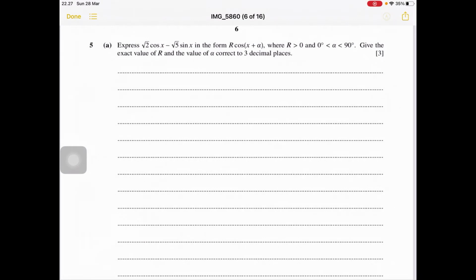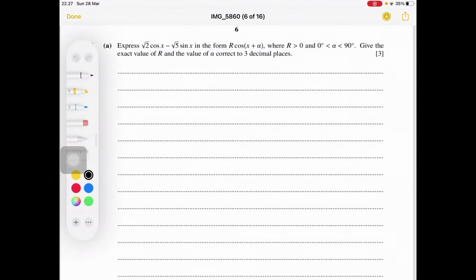Question number 5. 5a. Express square root of 2 cos x minus square root of 5 sin x in the form r cos (x plus alpha), where r greater than 0 and 0 degrees less than alpha less than 90 degrees. Give the exact value of r and the value of alpha correct to 3 decimal places.